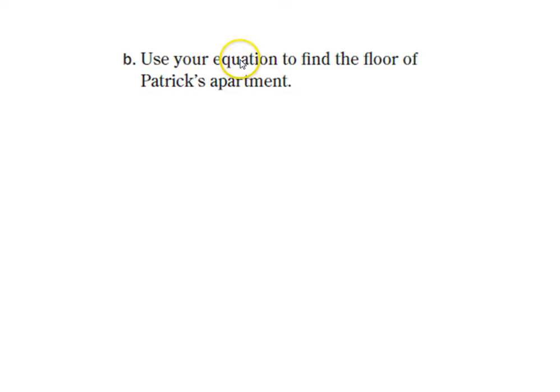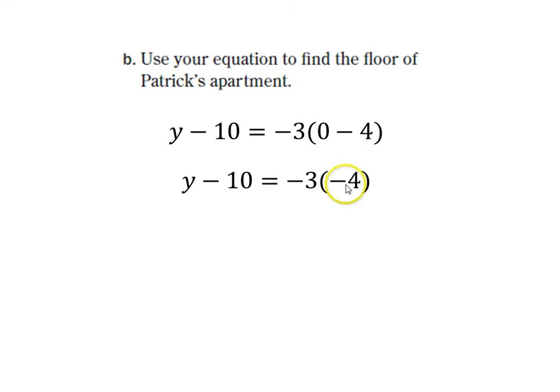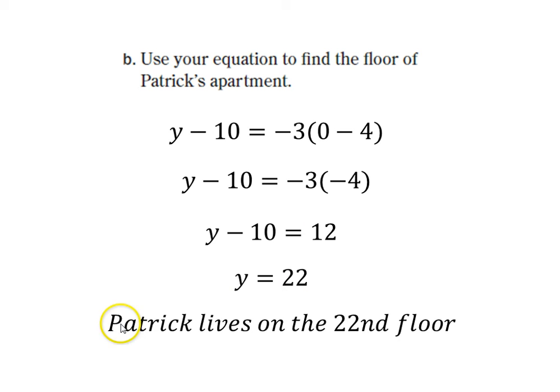Now we're going to use this equation to find the floor of Patrick's apartment. So what we're going to do is plug in 0 for x, because at 0 minutes he's got to be at his apartment and then he's going down the stairs. So I'm plugging in the 0 for x, and then I'm going to evaluate to find y. 0 minus 4 is -4. -4 times -3 is a positive 12. Add 10 to both sides, and we get 22. This 22 is the y-intercept. At 0 minutes, he is on the 22nd floor. So Patrick lives on the 22nd floor.